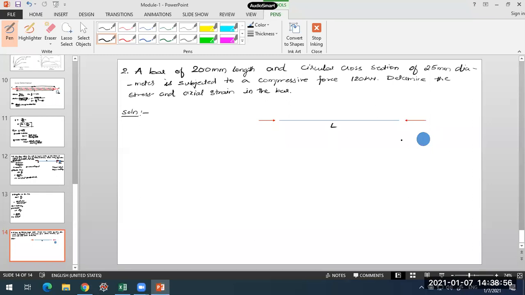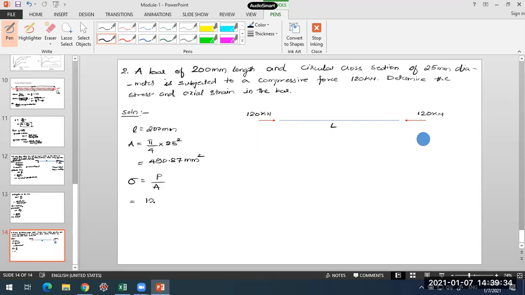This is length, and here we have the length as 200 mm. These two are 120 kilonewton forces which are compressive in nature. The cross-sectional area, in this case, will be the circular cross-section area, pi/4 into the diameter given to us, 25 squared, which is 490.87 mm square. So very easily you can go for calculating the stress, that is P by A.